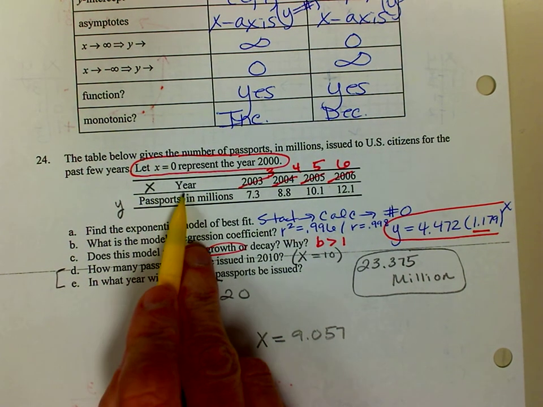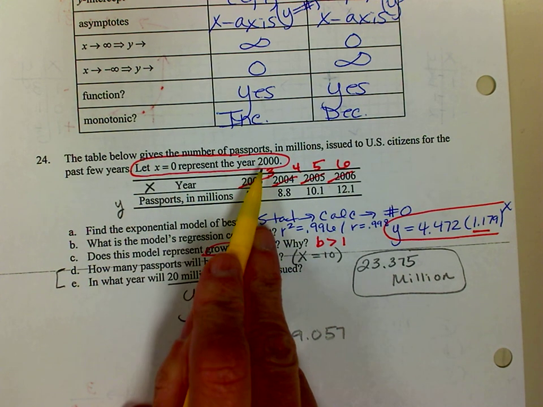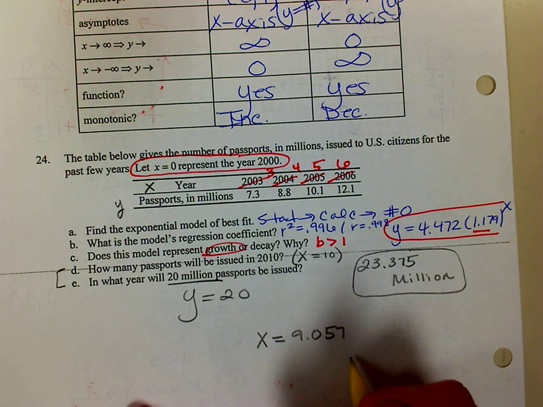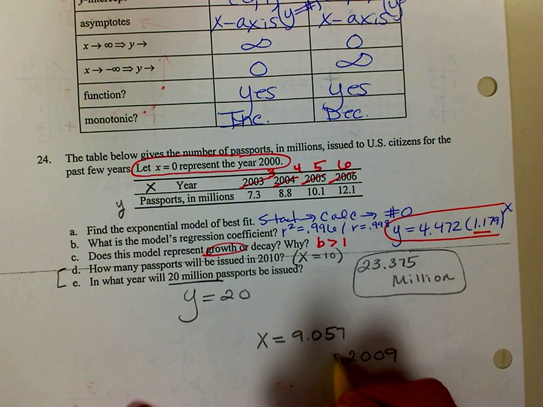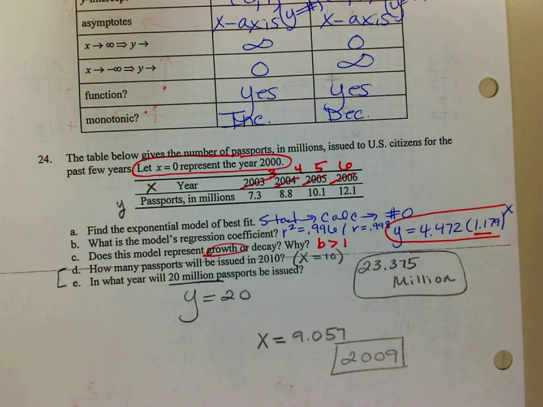Well, the x values are the years. So since 0 represents 2000, 9 represents the year 2009. So 2009 is the answer.